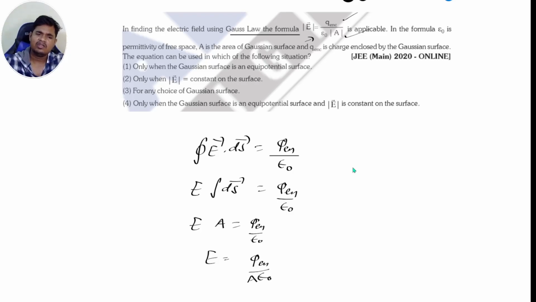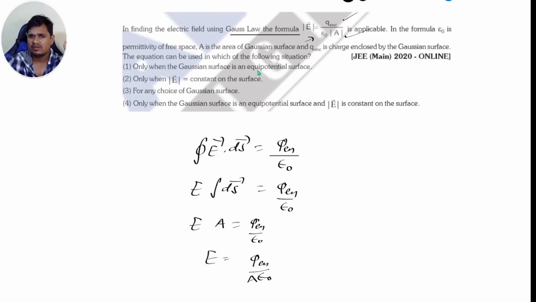So under what condition am I converting this expression to this expression? When I assume E is constant on the Gaussian surface. I am saying that the E vector at all the points on the Gaussian surface has the same magnitude. This is the first point. And the second point is that the E vector has to be perpendicular to the Gaussian surface, so that it will be along the area vector, and E dot dS will become simply E times the total area.